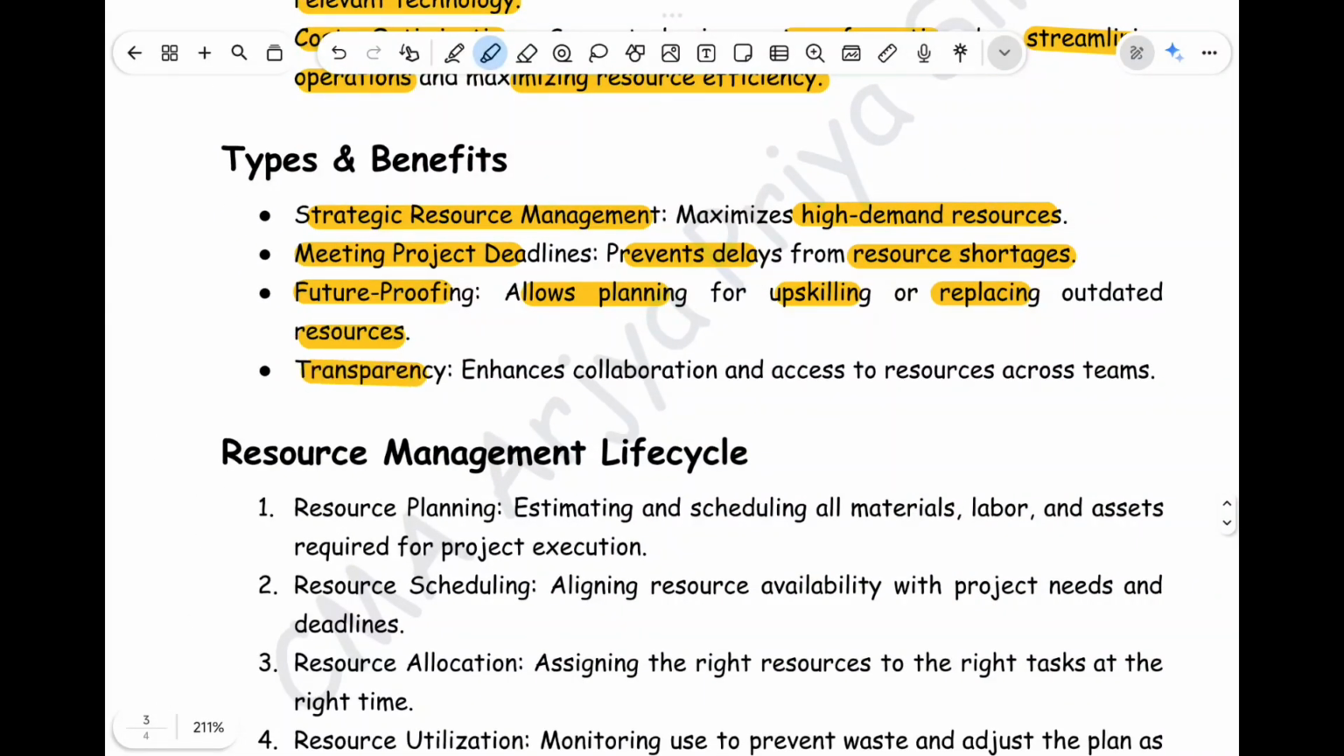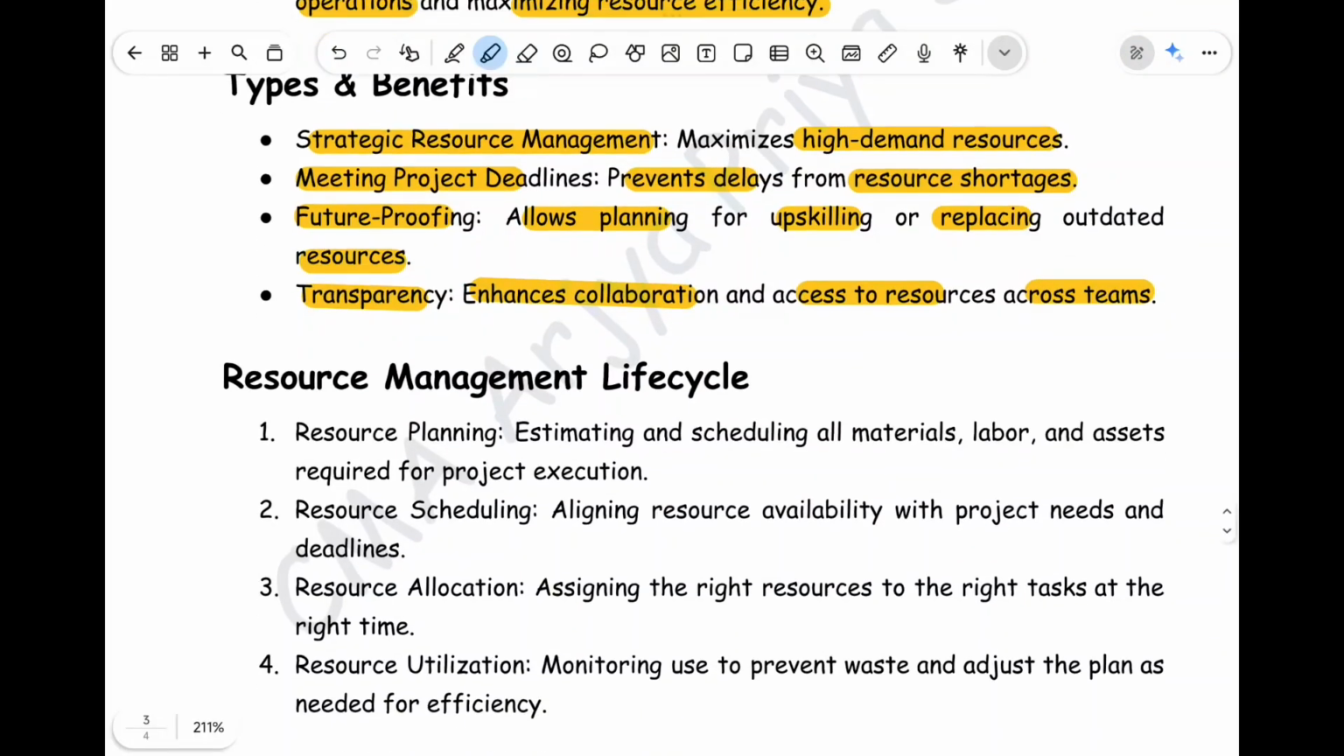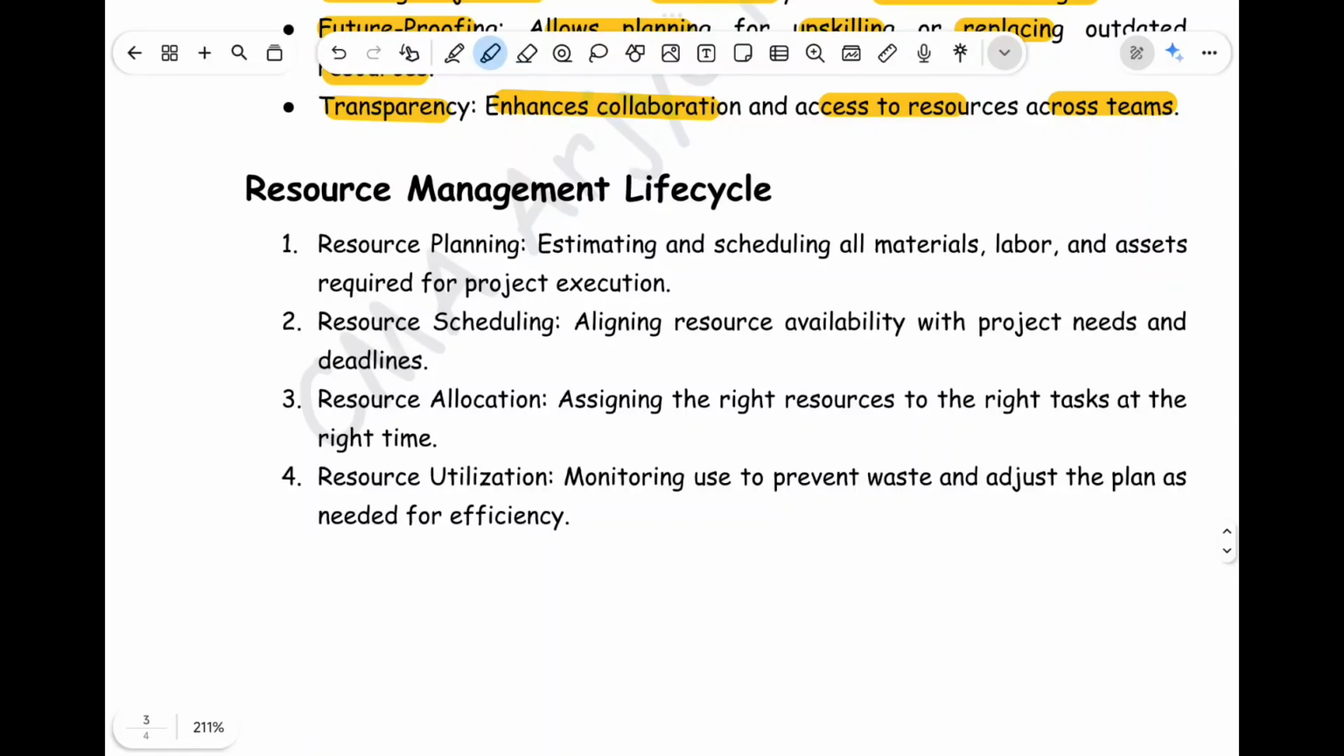Next is transparency, enhance collaboration and access to resources across teams. Next is the resource management life cycle. Now, what do you mean by resource management life cycle?